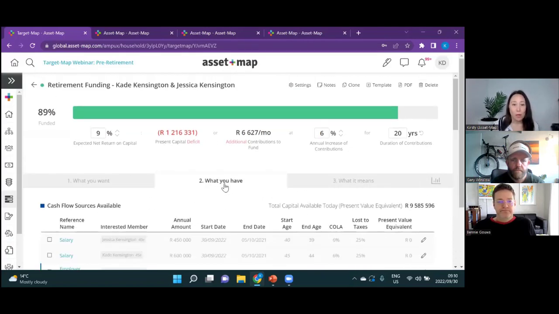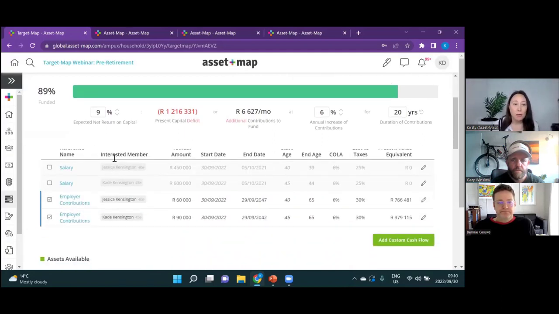When you go over to what you have, in this example, we're looking at retirement. So the first thing I want to point out is I'm not going to allocate the client's salary to this example because they're not saving their full salary towards retirement. So that's the first point, that we wouldn't select that. But I am including employer contributions. So this is their contributions to the employer funds. We can see Jessica is contributing 60,000 and Kate is contributing 90,000, dependent on their age, till 65. A key thing I want to point out here.